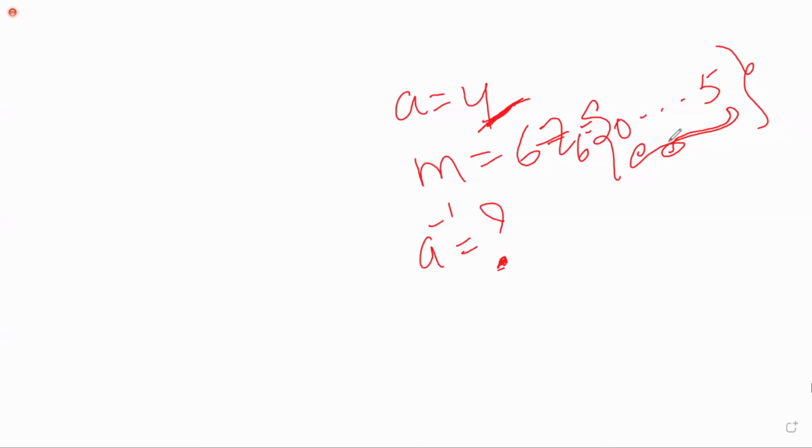So if the GCD of A comma B is equal to 1, then A and B are called co-prime numbers. Yes, it is true. We can also call them relatively prime numbers. So coming to the multiplicative inverse.